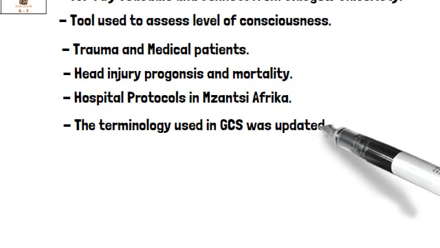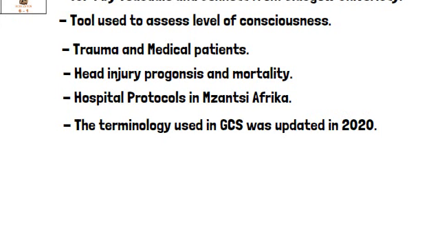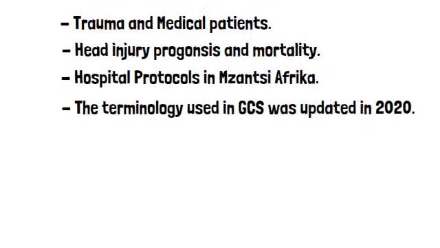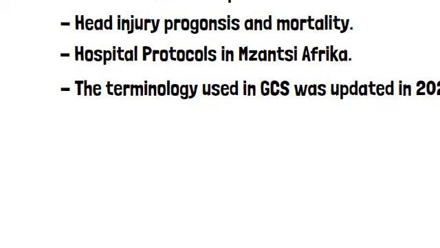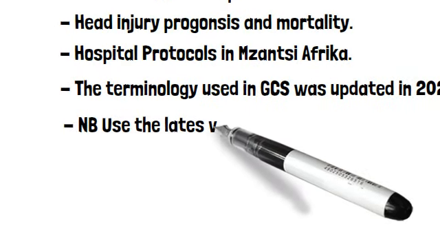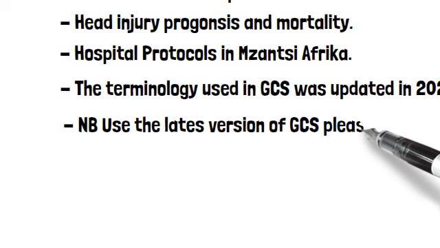The GCS was revised in 2020, and some of the terminology has been changed in order to make the GCS clearer and less ambiguous. It is important to keep up with the latest version of the GCS in order to avoid confusion.